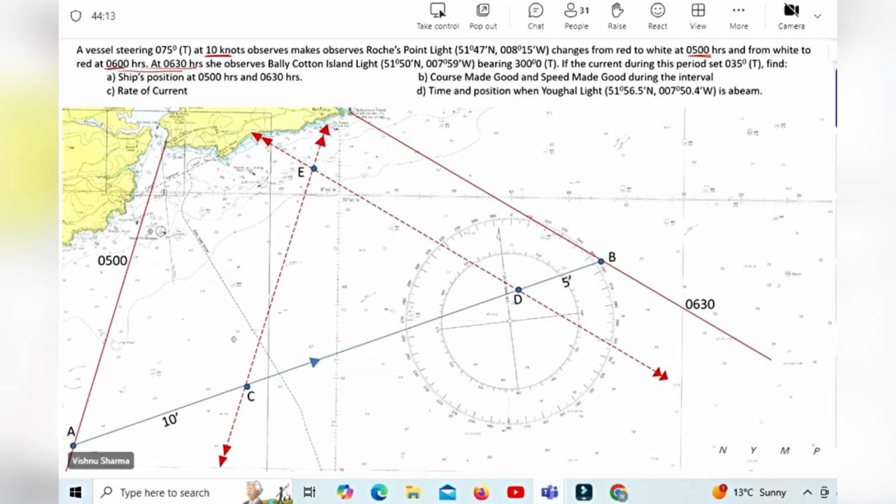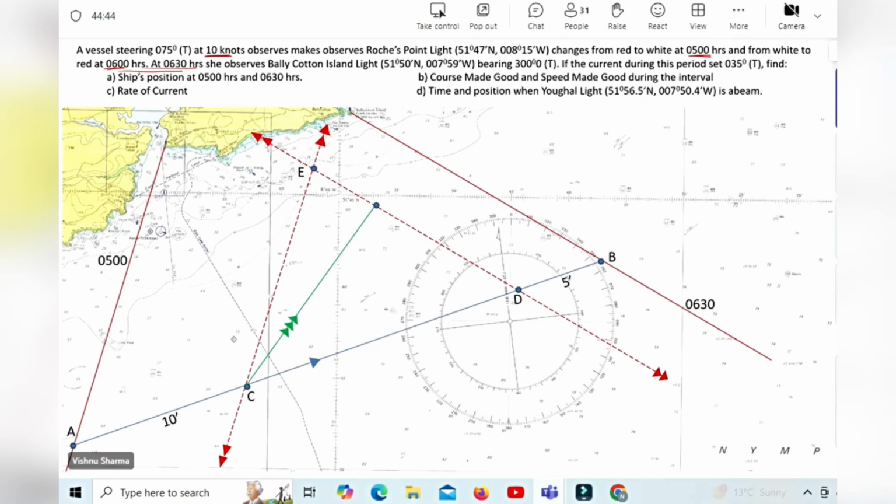Now, take the set. Set is 0, 3, 5. Put your parallel ruler at 0, 3, 5 and draw the set through C up to the third PL transferred. So between the transferred PLs from C, draw the current. If you have not understood this point, let me know.